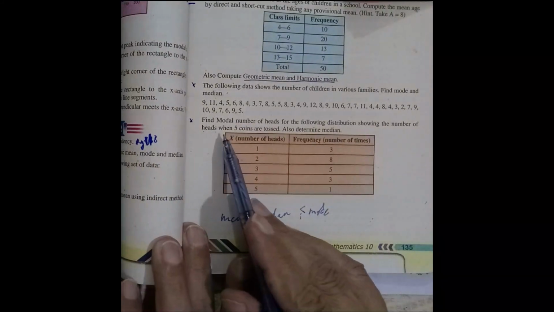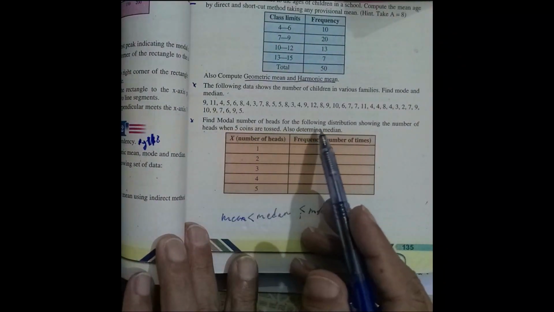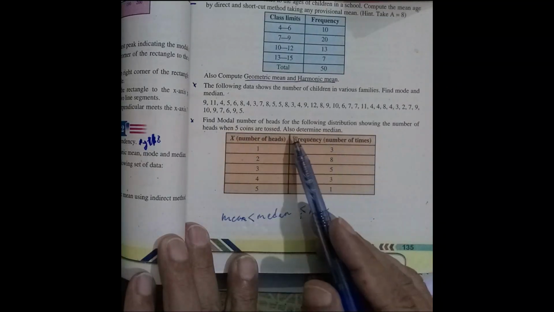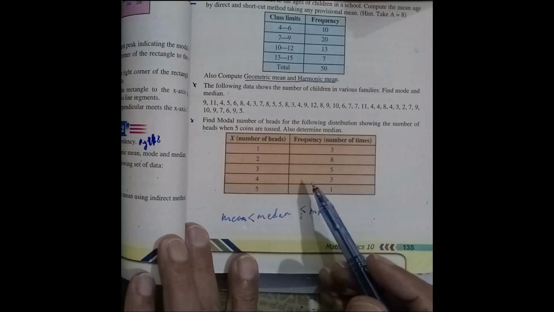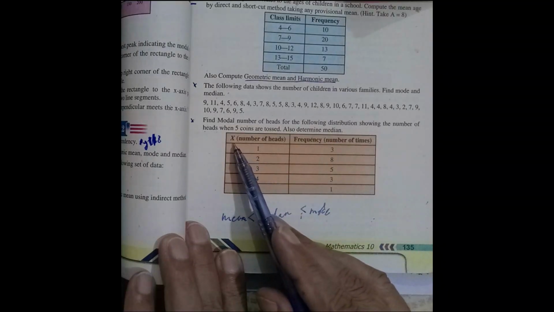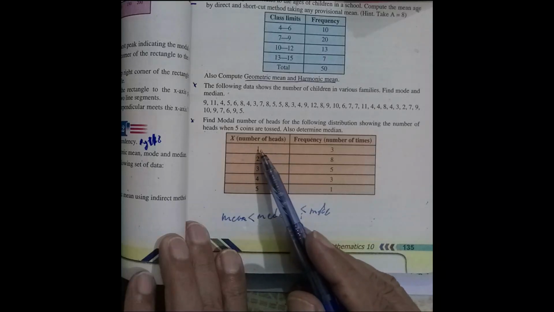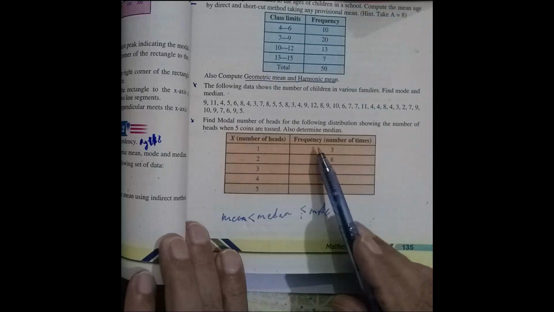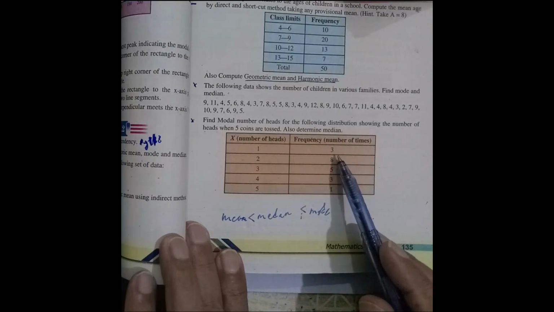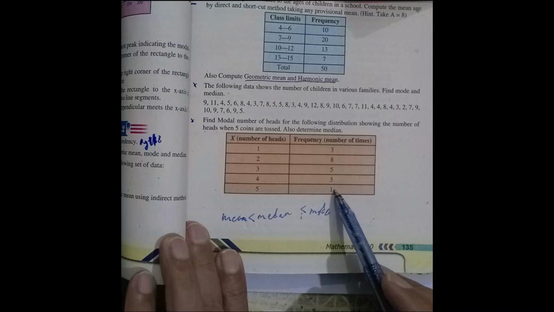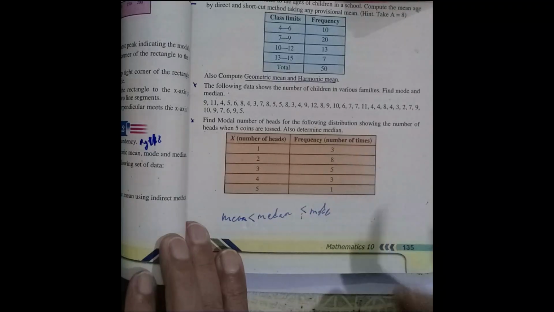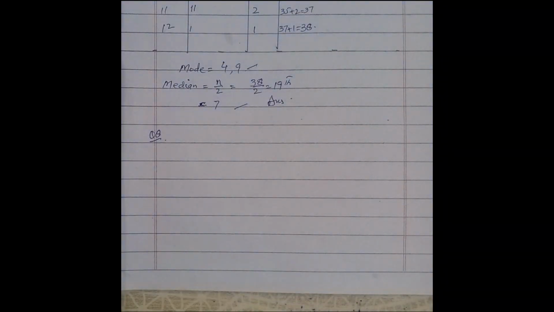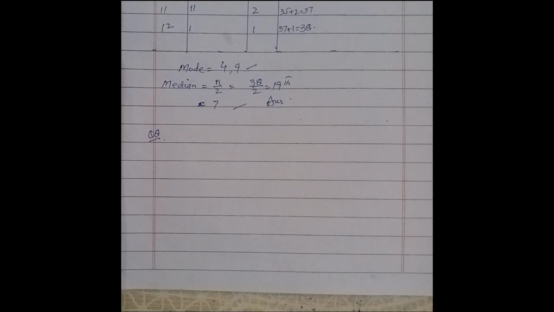We find the mode and median of the following distribution showing the number of heads when 5 coins are tossed. x represents the number of heads: 1, 2, 3, 4 or 5, because we have 5 coins, and the frequencies are 3, 8, 5, 3 and 1. Frequency means the number of times. So we first make a table, or we can write a frequency distribution.